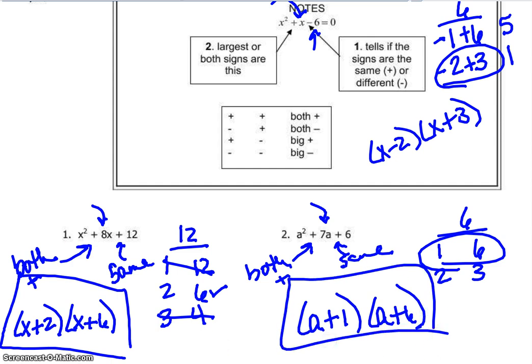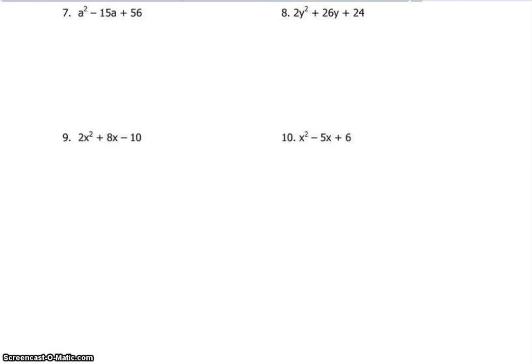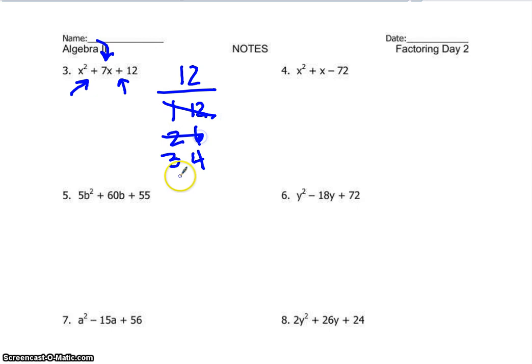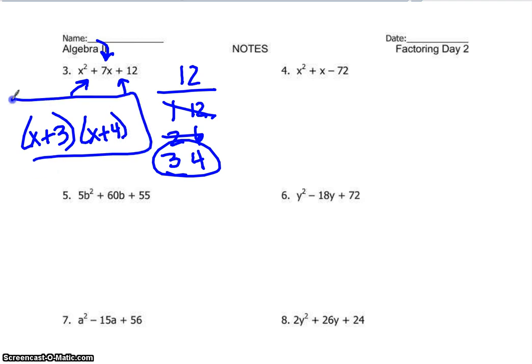Going to the back, looking at number 3, you're going to find the factors of 12, 1 and 12, 2 and 6, 3 and 4. Signs are the same, and they are all positive. They need to equal 7. 1 and 12 is 13, 2 and 6 is 8, 3 and 4 equals 7. X plus 3 because it was positive, x plus 4 because it was also positive. That's your answer.